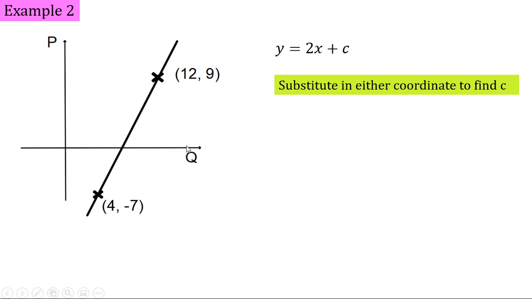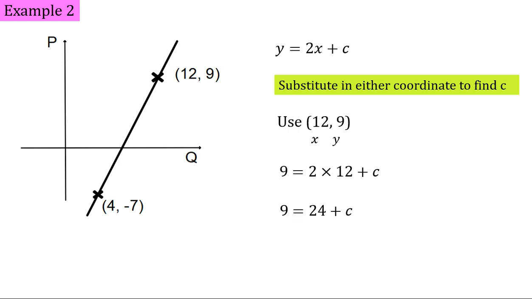So I'm going to use 12, 9. So when x is 12, y is 9. So I'm going to swap y up here for 9 and x for 12. So it's going to be 9 equals 2 times 12 plus c. Simplify, so 9 equals 24 plus c. And then you want c equals, so let's take 24 and balance it. Take 24. So c is negative 13.